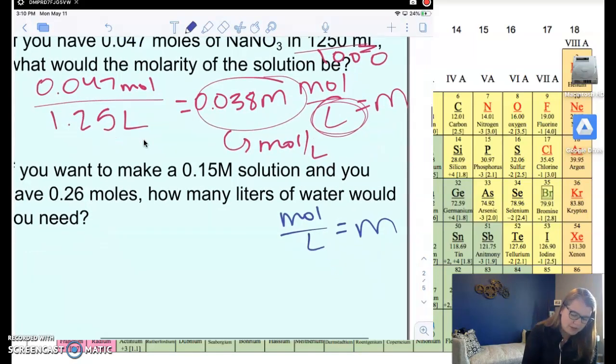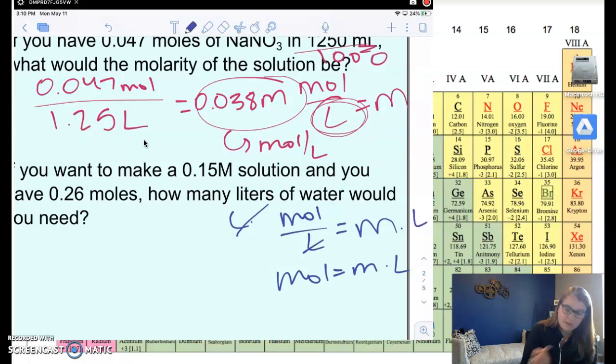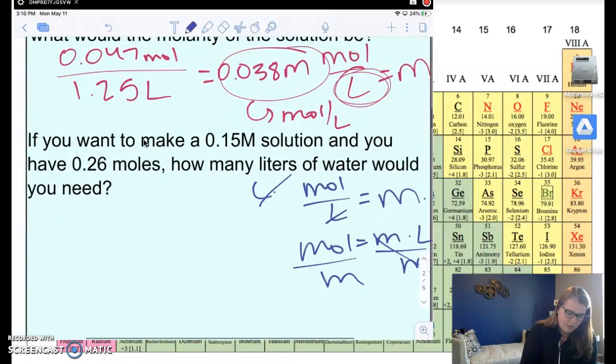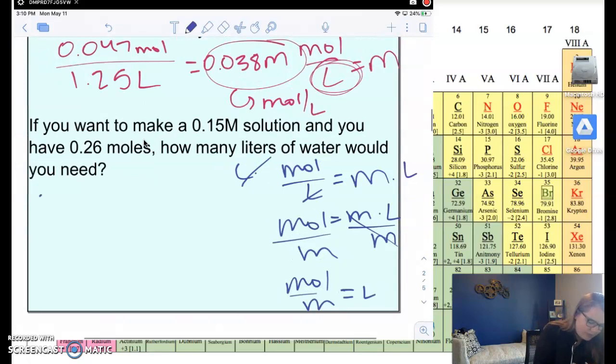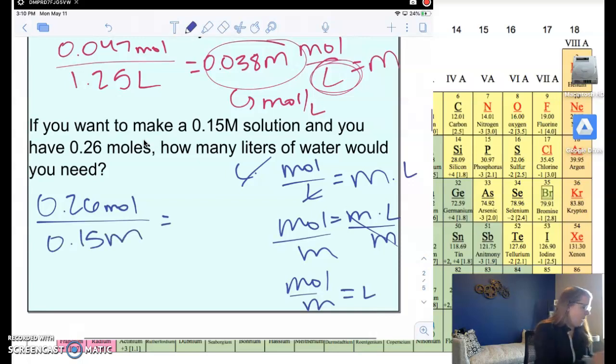So if I rearrange this and multiply by liters on either side to get liters out of the denominator, I've got moles is equal to molarity times liters. I'm solving for liters though. Divide by molarity on either side. Moles per molarity is equal to liters. So that's going to be my equation here. So 0.26 moles over 0.15 molar. I'm going to need 2 sig figs again for this.